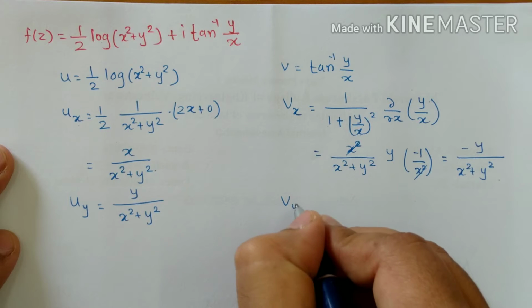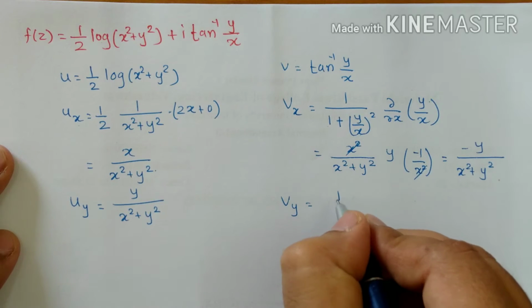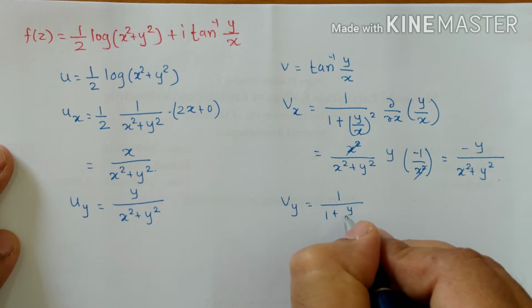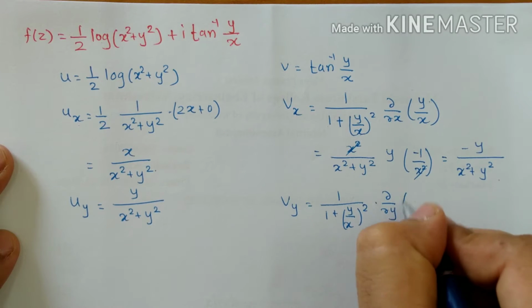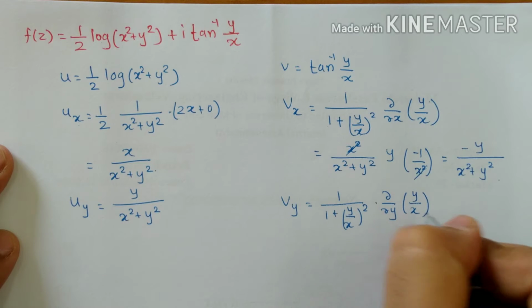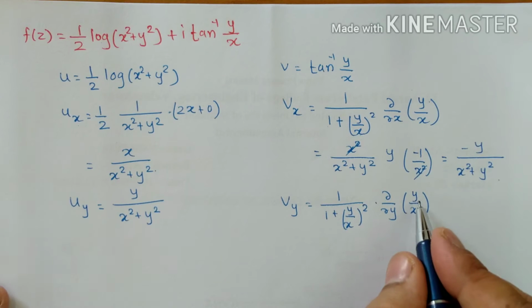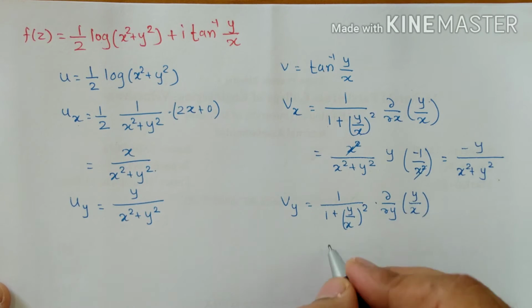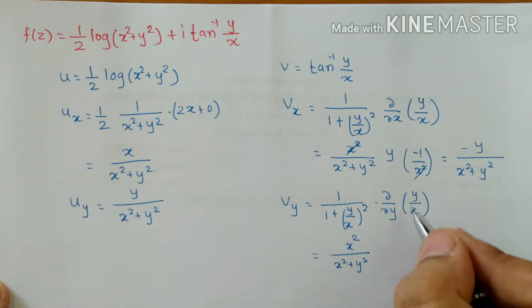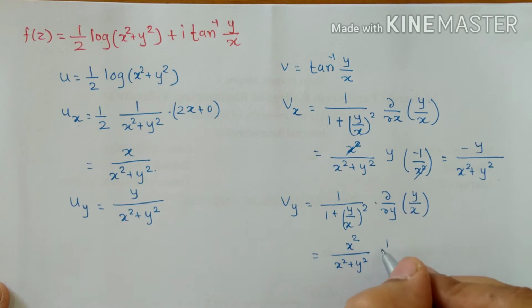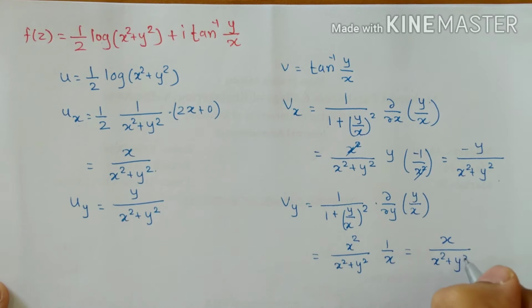Now, vy. vy is along the same line: 1 upon 1 plus (y upon x) square into the partial derivative of y upon x with respect to y. Here the derivative of y is 1. So we get x square plus y square, in the numerator we get x square, and the derivative of y is 1, so we get 1 upon x only. So 1 x from the numerator and 1 x from the denominator get cancelled. Hence my answer is x upon x square plus y square.